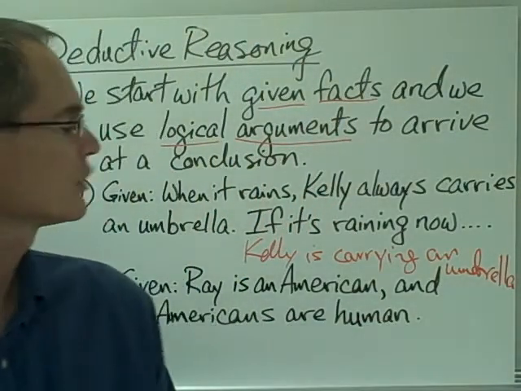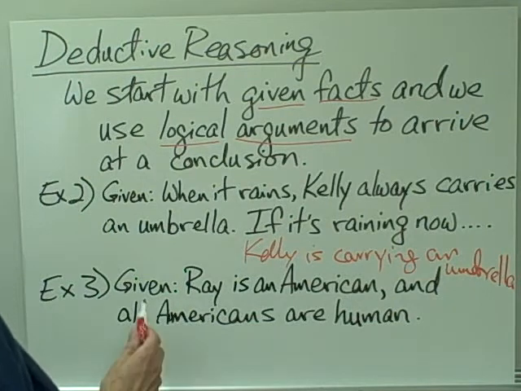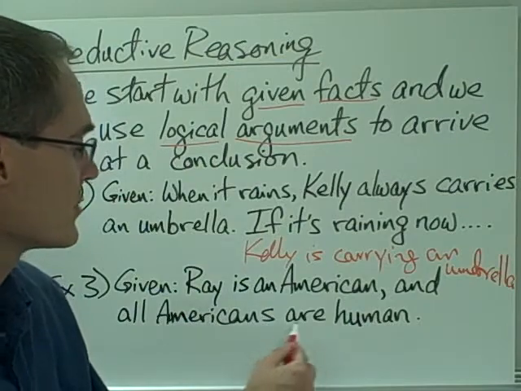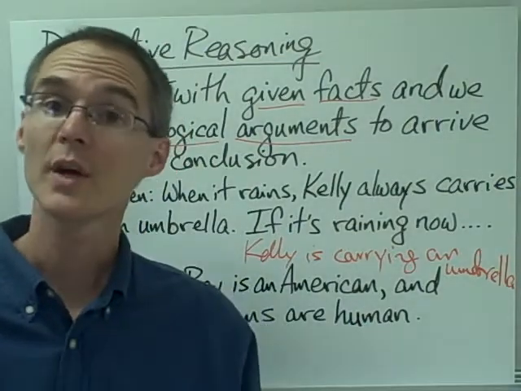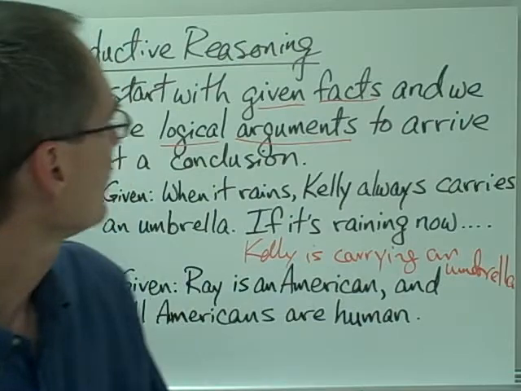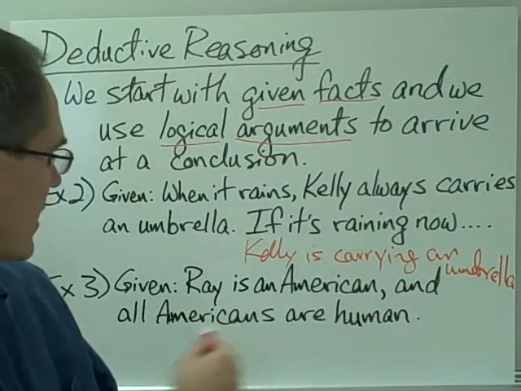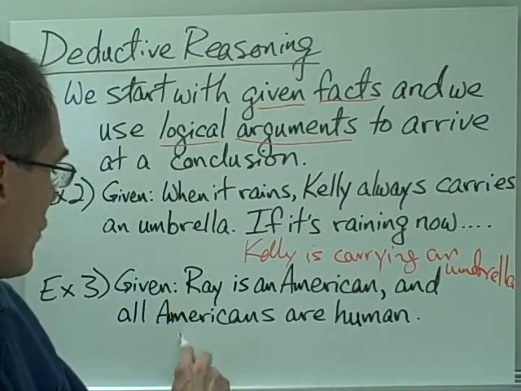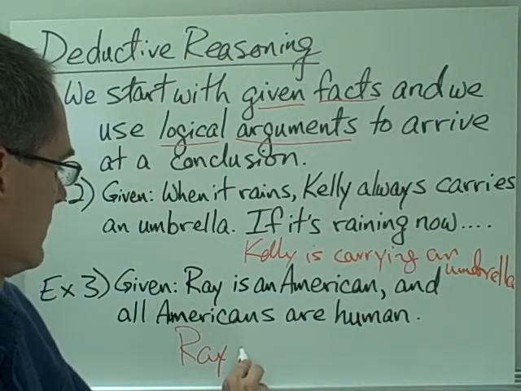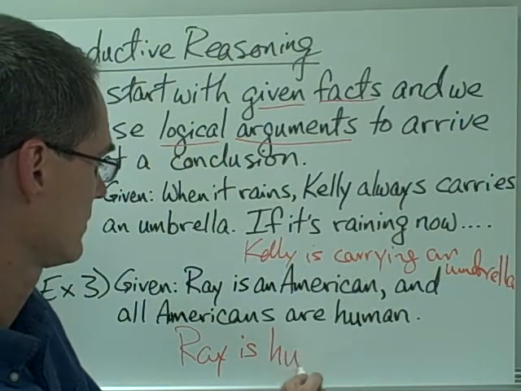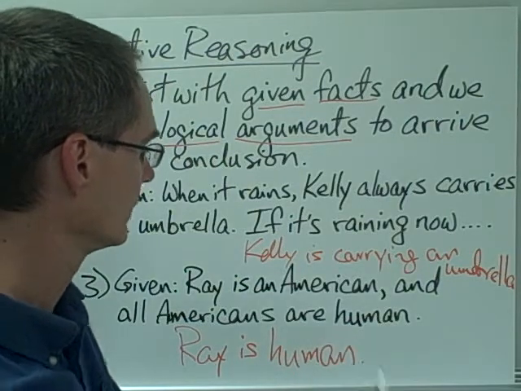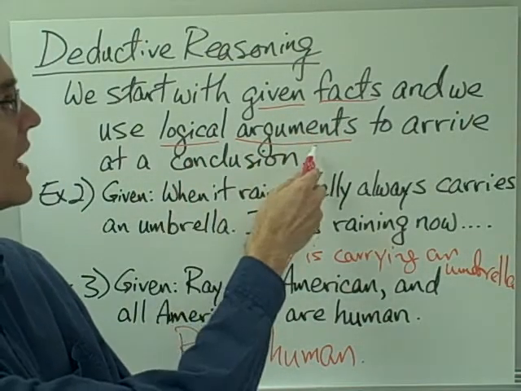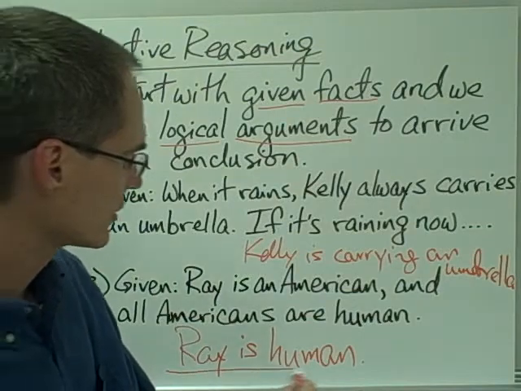All right, let's take a look at another example. Given, Ray is an American and all Americans are human. What can we deduce about Ray? The given facts are that Ray is an American and all Americans are human. From that, we can deduce that Ray is human. We've taken our given facts, we've used logical arguments to arrive at this conclusion.